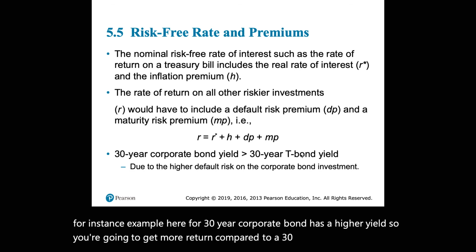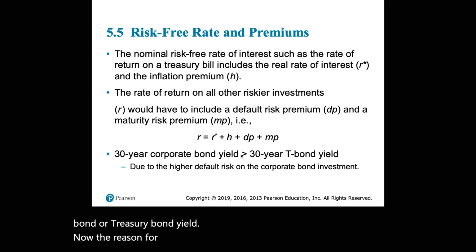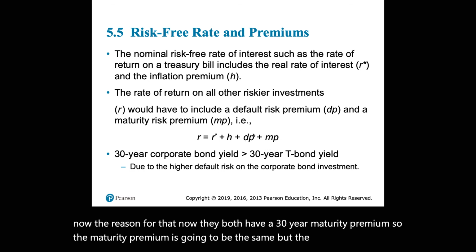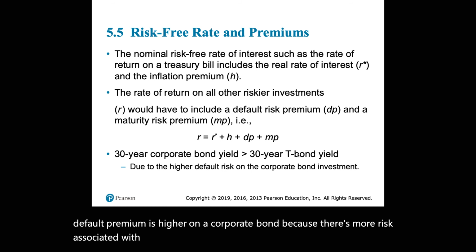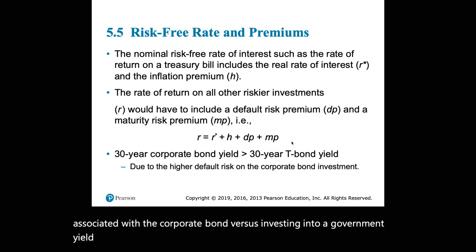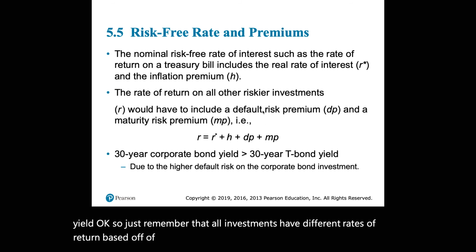Now the reason for that: they both have a 30-year maturity premium, so the maturity premium is going to be the same, but the difference is the default premium is higher on a corporate bond because there's more risk associated with a corporate bond versus investing into a government yield, okay? So just remember that all investments have different rates of return based typically off of risk premium and maturity premium. But we also have to include inflation as well, which is a constant.